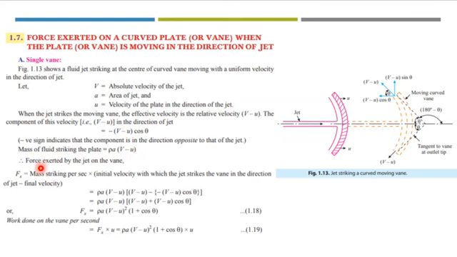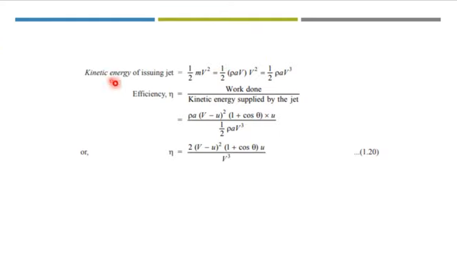The mass of fluid striking the plate will be rho a into (v minus u), and the force exerted will be calculated by using the impulse momentum equation, which states that Fx is equal to mass striking per second into change in velocity. So the initial velocity with which the jet strikes the vane is (v minus u), and the final velocity after striking the plate is minus (v minus u) cos theta. Upon simplification, we get Fx equals rho a (v minus u) whole square into (1 plus cos theta), and we can find out the work done on the vane per second by multiplying this force with the velocity of the plate.